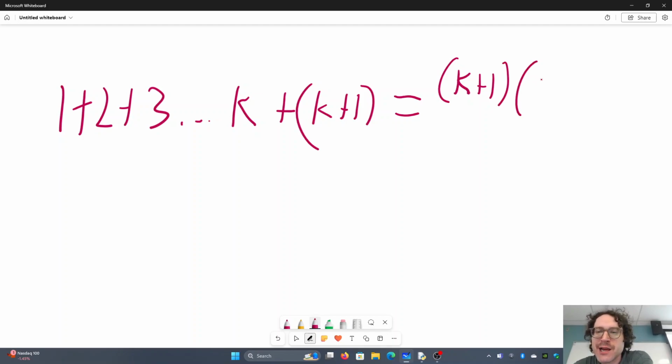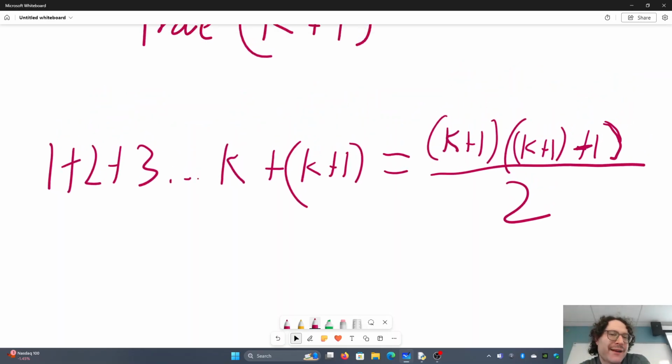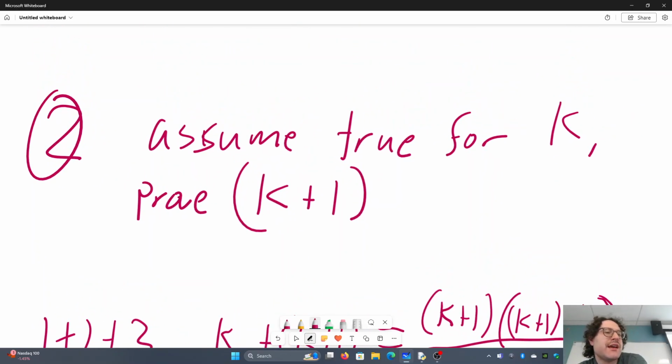K plus 1 times k plus 1 plus 1 over 2. I know that's a weird way to write it, but it's what we need. Okay, so this is where our proof by induction works, because we have to go back to that first part, which is the assume true for k. That's our cheat code here. We're going to assume it works for k.